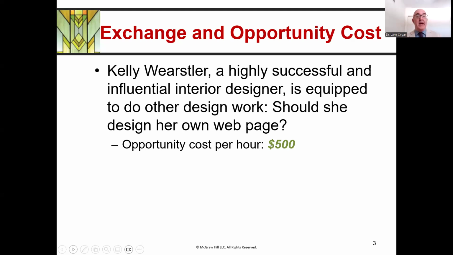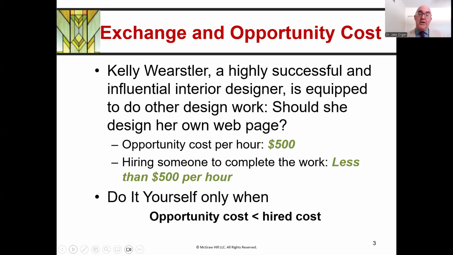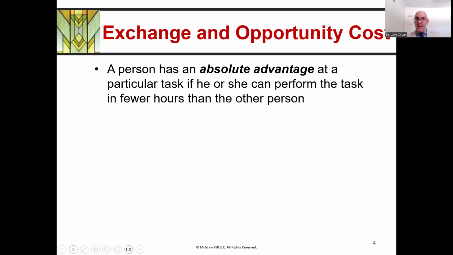Because doing her influential interior designing, she can earn $500 an hour. So if you think about it, that means the opportunity cost of her spending an hour doing anything else is $500, isn't it? So ultimately, if she hired someone to design the web page, to do the cooking, to do the DIY, and she does that for less than $500 an hour, that makes economic sense. You do it yourself when opportunity cost is less than hired cost.